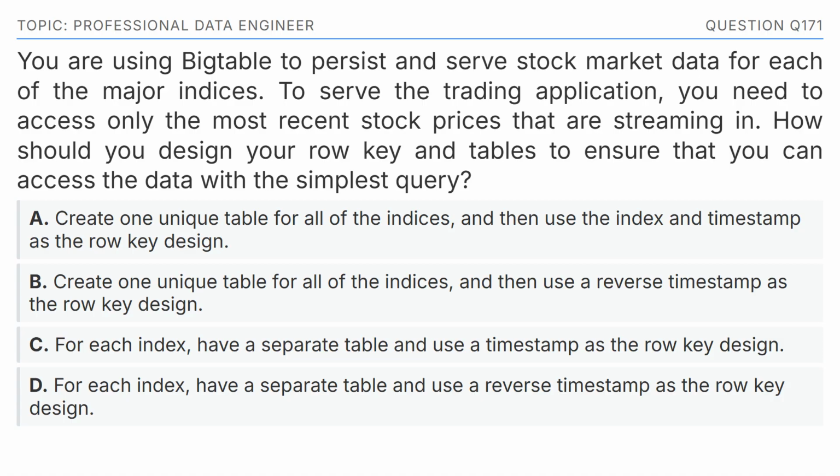query? The options are: Option A, create one unique table for all of the indices, and then use the index and timestamp as the row key design. Option B, create one unique table for all of the indices, and then use a reverse timestamp as the row key design. Option C, for each index, have a separate table and use a timestamp as the row key design. Option D, for each index, have a separate table and use a reverse timestamp as the row key design.